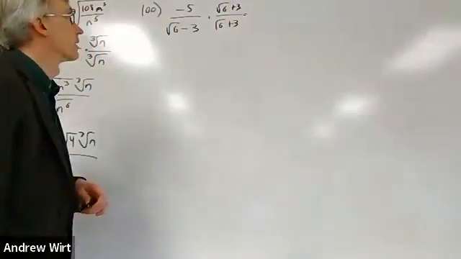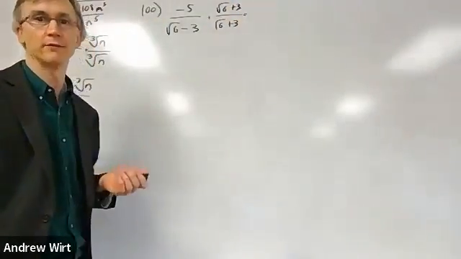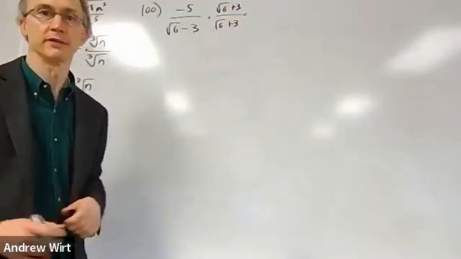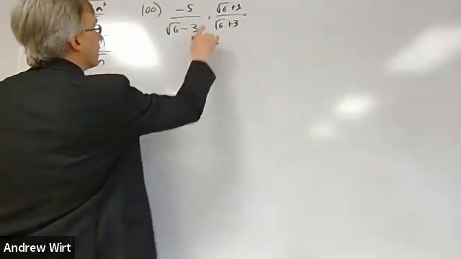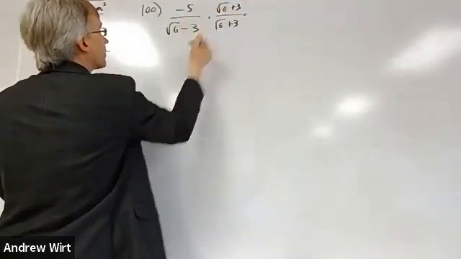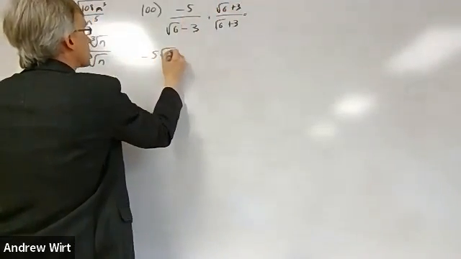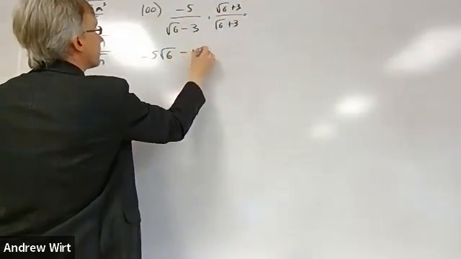Right, make sure you're familiar with the idea of the conjugate. It comes up all the time, especially with radicals and with complex numbers. All right, now we distribute -5 into the top. So it's -5 square root of 6 minus 15.